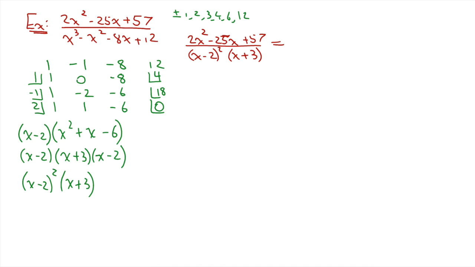What is the general setup for the decomposition for this one? This is the trickier one. This is the one everybody forgets. A over x minus 2, the linear factor, plus B over x minus 2 squared, the square term. By the way, if it was raised to the third power, you have the linear factor, the square factor, and the cube factor. It's kind of crazy when the powers get higher. Plus C over x plus 3.